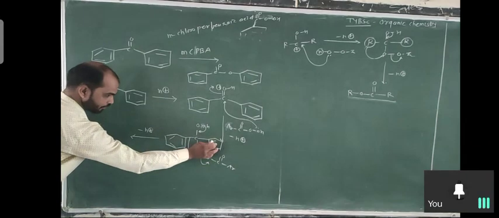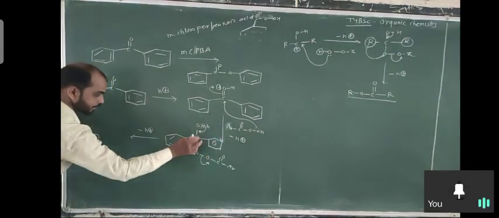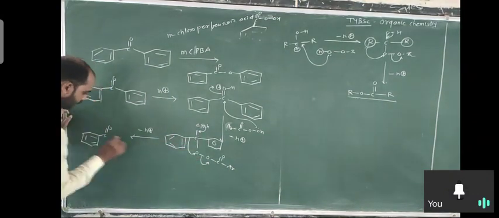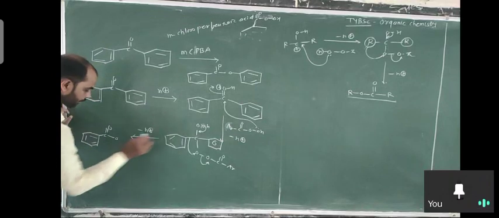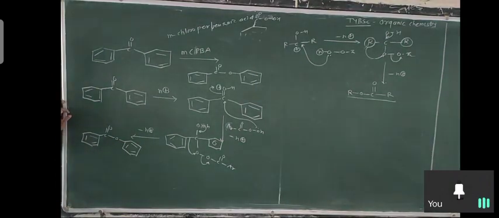So you start from this ring. After the ring there is a carbonyl group. After the carbonyl there is an oxygen, and after that oxygen there is another ring. So this way you can write the structure of the product. So this is the overall mechanism of the Baeyer-Villiger oxidation reaction.